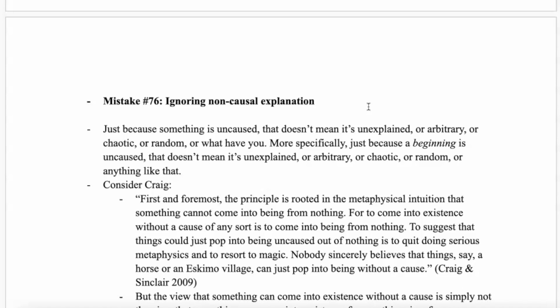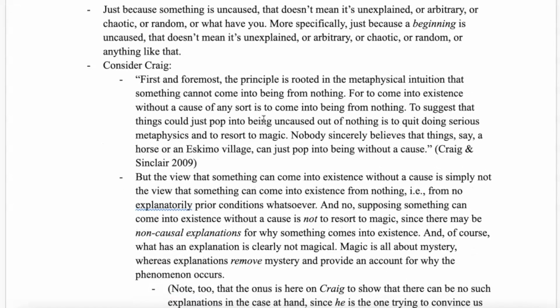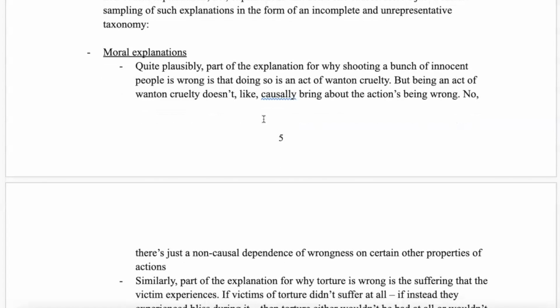That is a mistake. That doesn't follow. Because there still may very well be a non-causal explanation, and anyone who wants to say that because something is uncaused, it's thereby unexplained or arbitrary or whatever, they need to say why there couldn't be a non-causal explanation for the relevant uncaused thing. Again, if they want to infer from something being uncaused to it being unexplained or arbitrary or chaotic or random. And as a reminder, I went through boatloads of kinds of non-causal explanations.